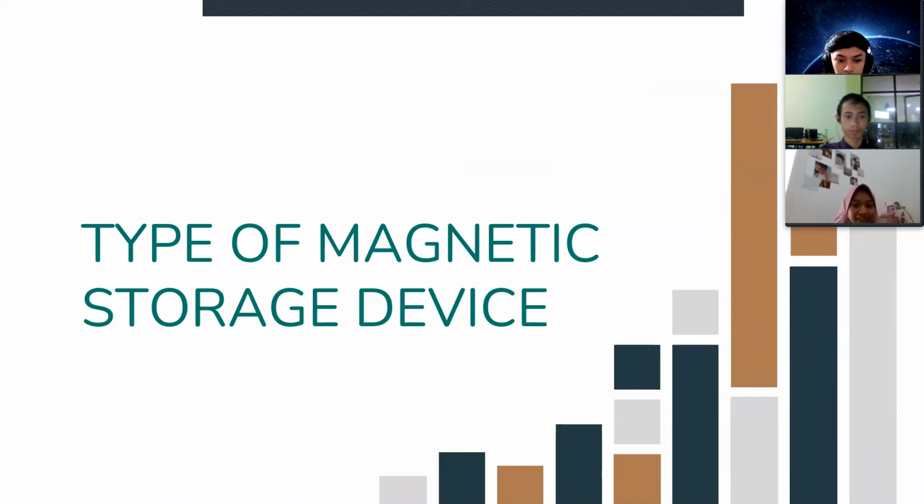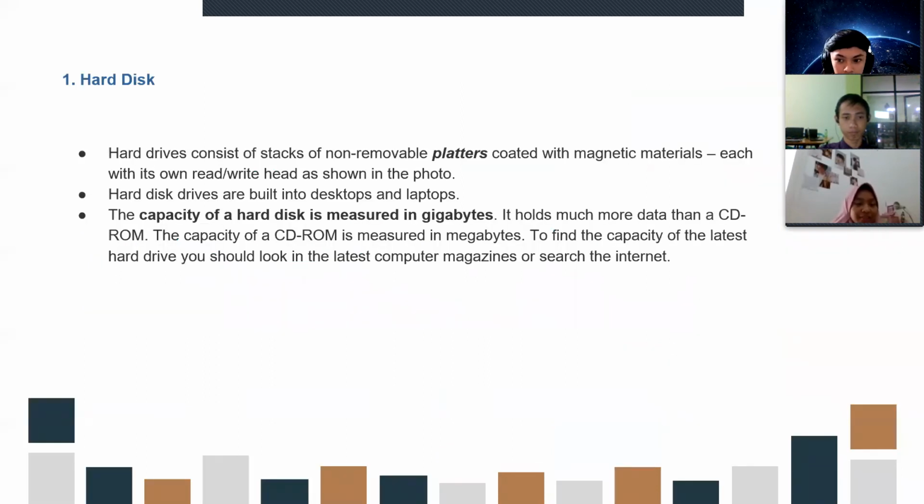Types of magnetic storage devices. First, hard disk. A hard drive consists of a stack of non-removable platters coated with magnetic material, each with its own read or write head as shown in the photo. Hard disk drives are built into desktops and laptops. The capacity of a hard disk is measured in gigabytes. It holds much more data than a CD-ROM.